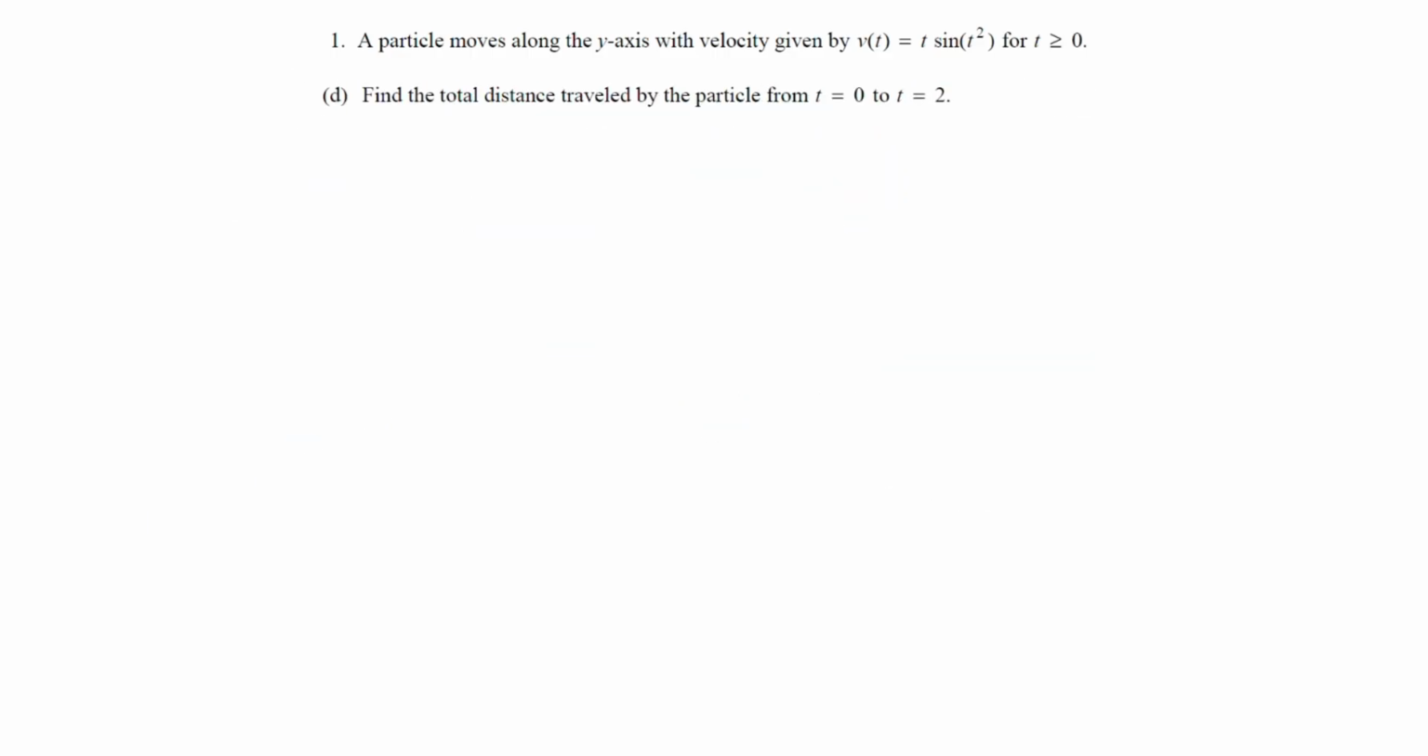And in part D, it wants the total distance traveled by this particle on the interval from 0 to 2. Again, it's a calculator question, and total distance traveled is an integral of speed, which is the absolute value of the velocity. So all we have to do here is integrate the absolute value of the velocity from 0 to 2. And again, since this is a calculator question, you're just going to do this on your calculator.